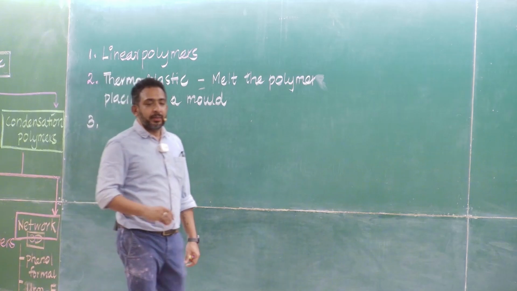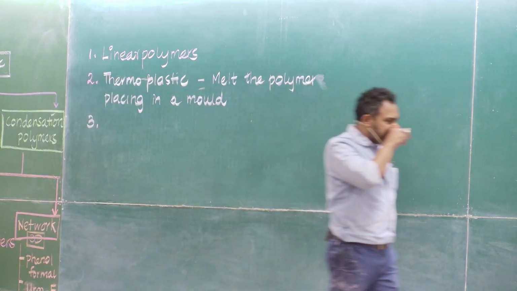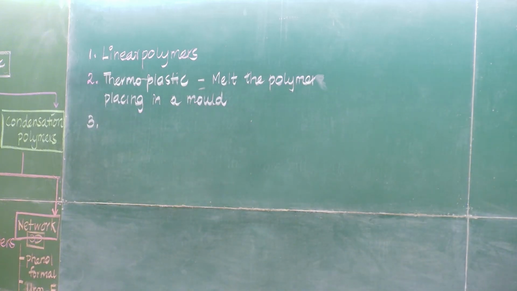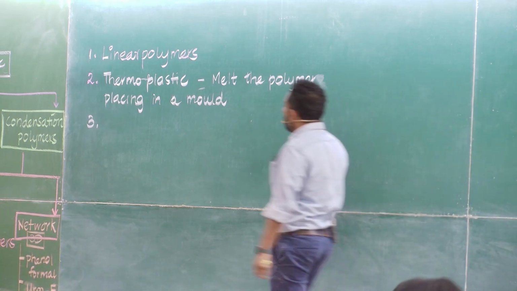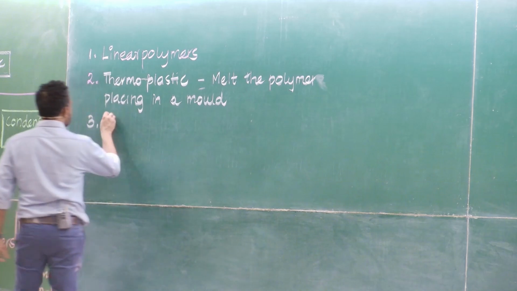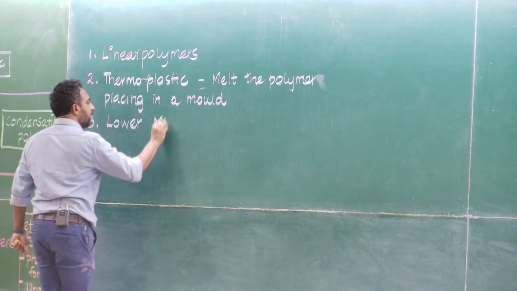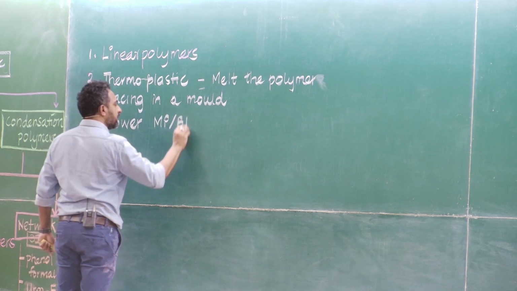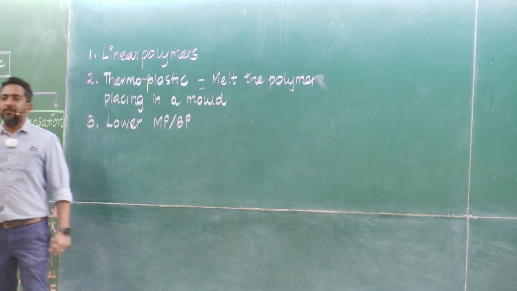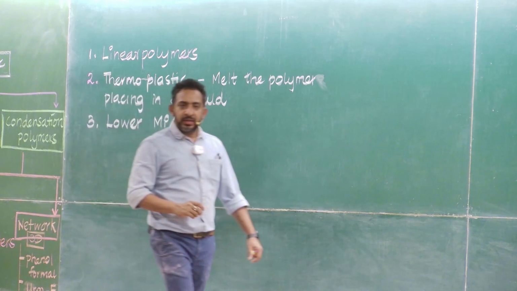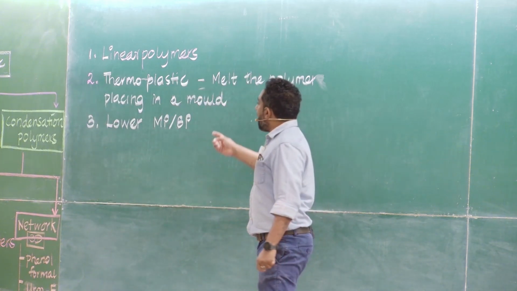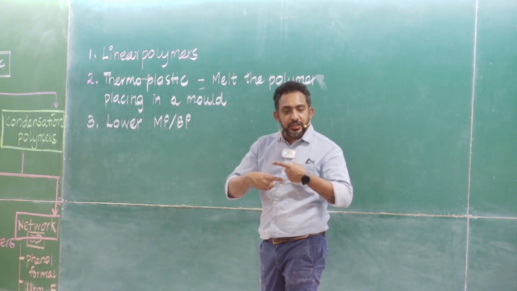Third one, they have lower melting points, boiling points. Their melting points and boiling points are lower. Why do they have lower melting points, boiling points? That is because they interact through London dispersion forces.